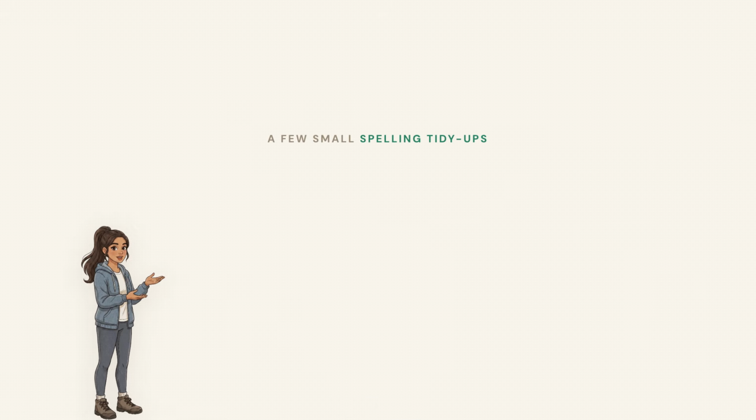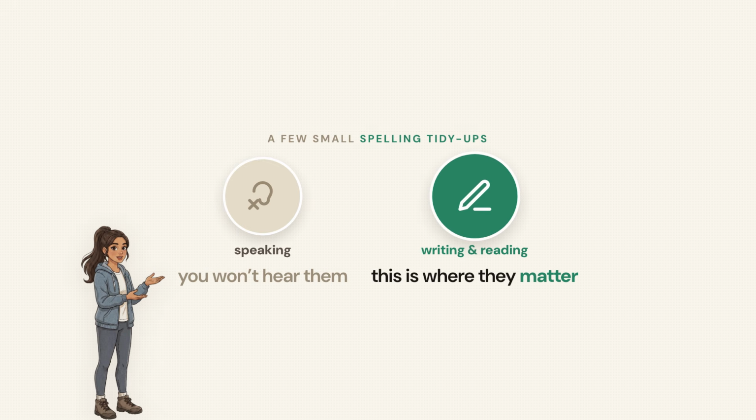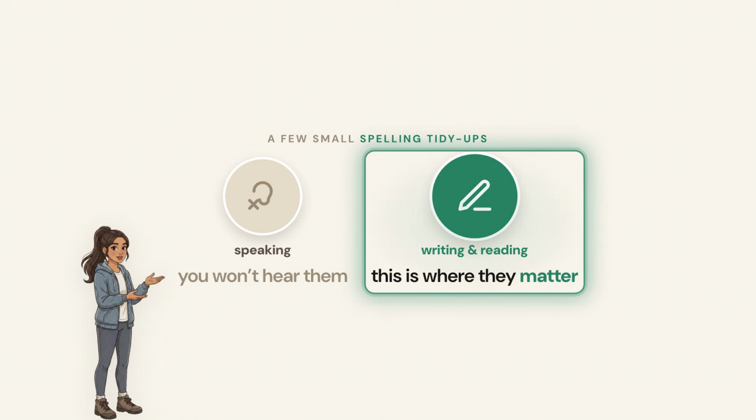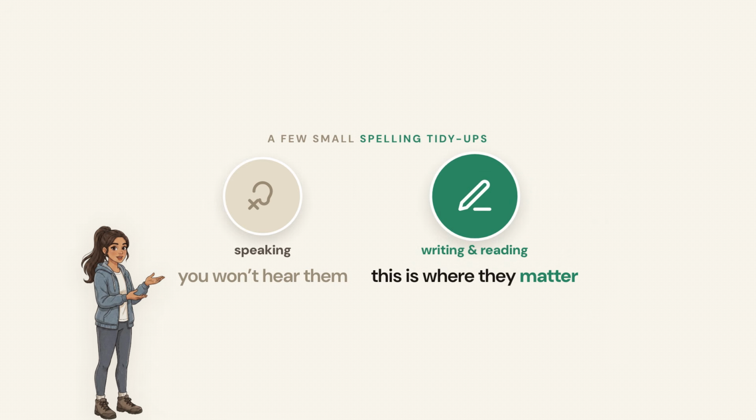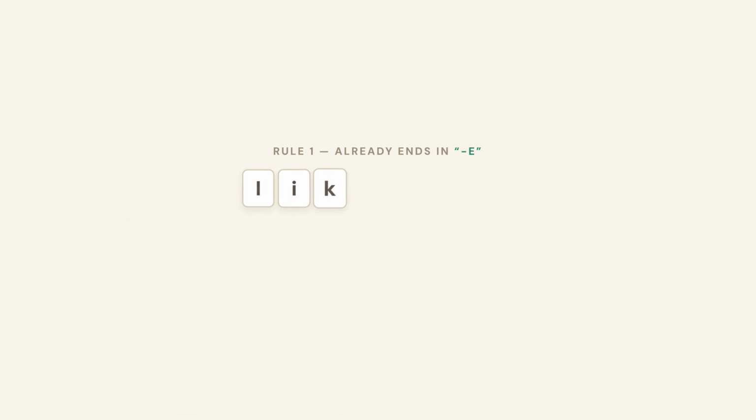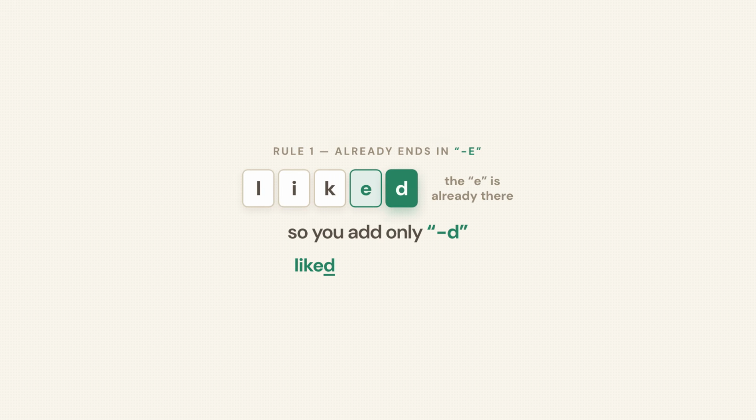Now a few small spelling tidy-ups. Nothing scary. You won't notice them in spoken English, but it is important for you to learn for writing and reading. These are simple rules but common mistakes of most students. If the verb already ends in E, you only add D. Like becomes liked. Live becomes lived. Dance becomes danced. The E is already sitting there, so you just add the D.